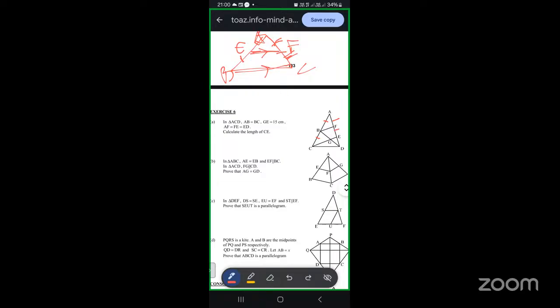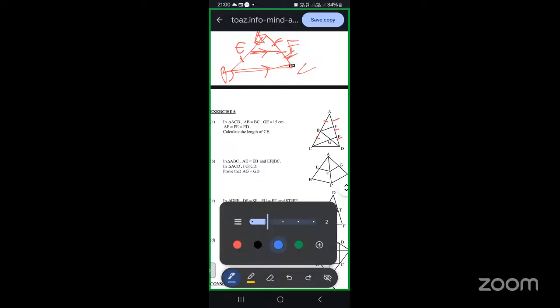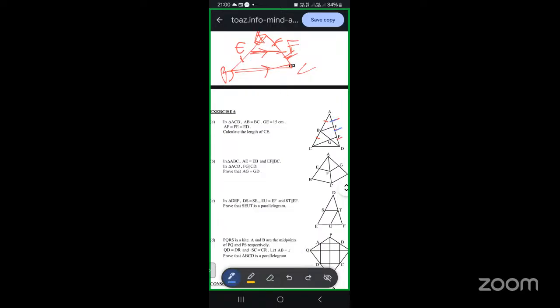Let me just use maybe blue color for that whole side. They are all equal, that side. So now we are also given that, what are we given? We are given the length of this GE as 15 centimeters. So when we come to the triangle ACF, do you guys agree when I say BF is parallel to CF?